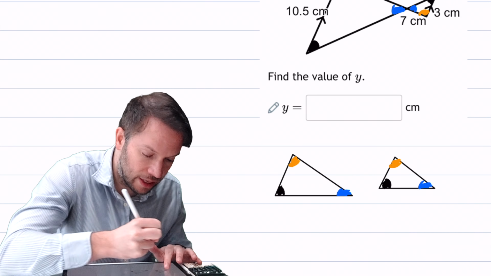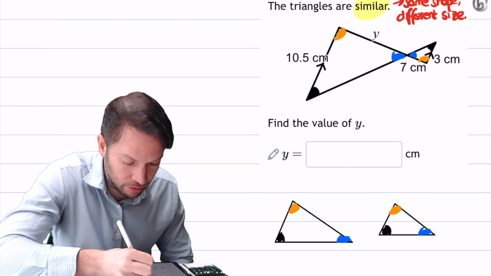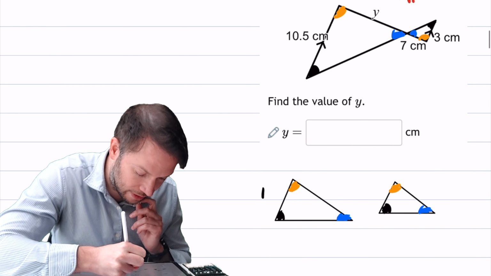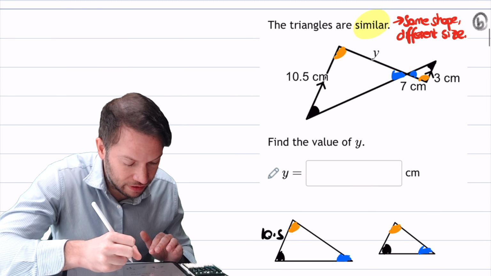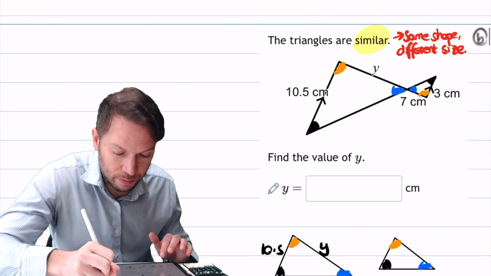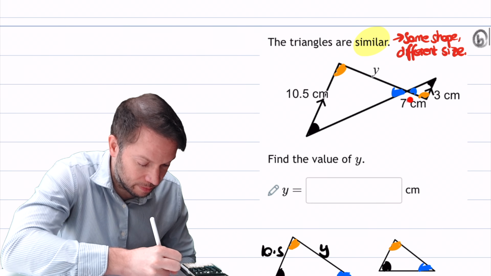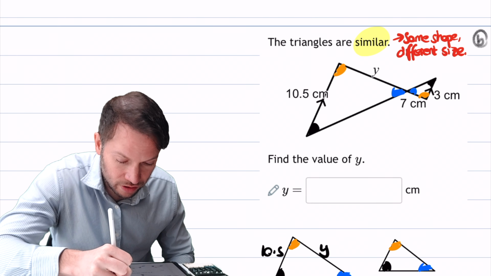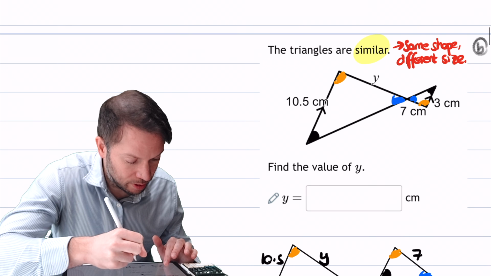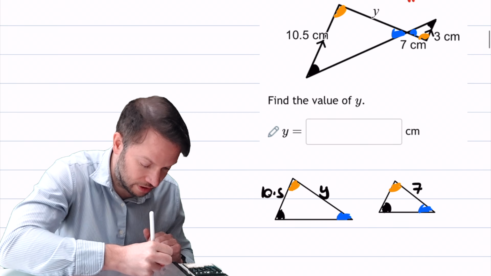Now let's compare the lengths. So in this first triangle, the 10.5 is between the orange and the black. So between the orange and the black, that's 10.5. And we can see the y is between the orange and the blue, which is here. Now in the smaller triangle, the 7 centimeters is between the blue and the orange. So blue and orange, that's 7. And the 3 is between the black and the orange, which is here.